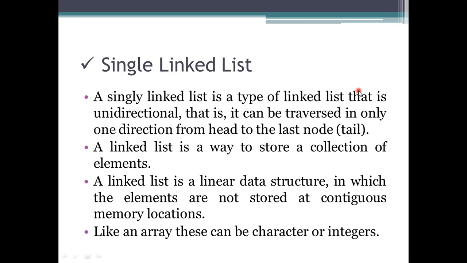And in linked lists, we have the first one here as the single linked list. The single linked list is a unidirectional one. It goes from left to right only. It can be traversed in one direction, from the head to the last node, which is considered a left to right representation. And it is also a linear data structure. It also stores the values here.